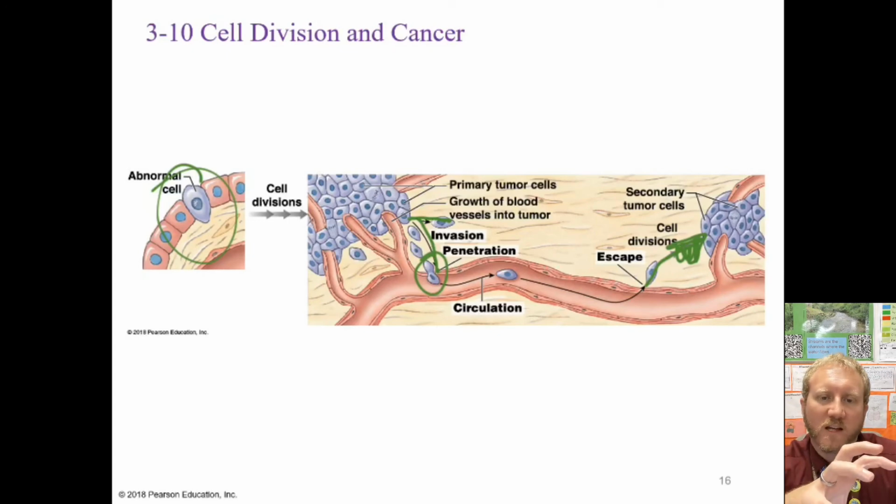And so now we have a secondary growth someplace else, and this is really, really bad because it becomes really hard to treat this cancer if it keeps spreading around. You have to constantly keep looking for it, and it's really, really difficult to make it go away completely.